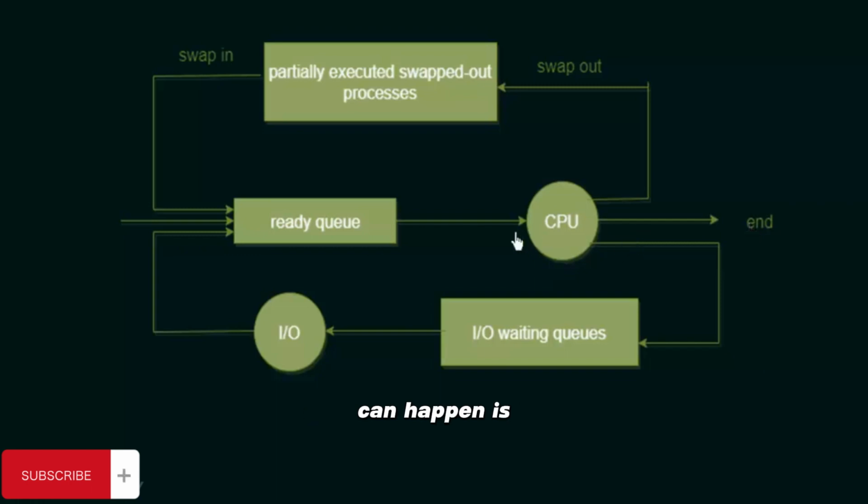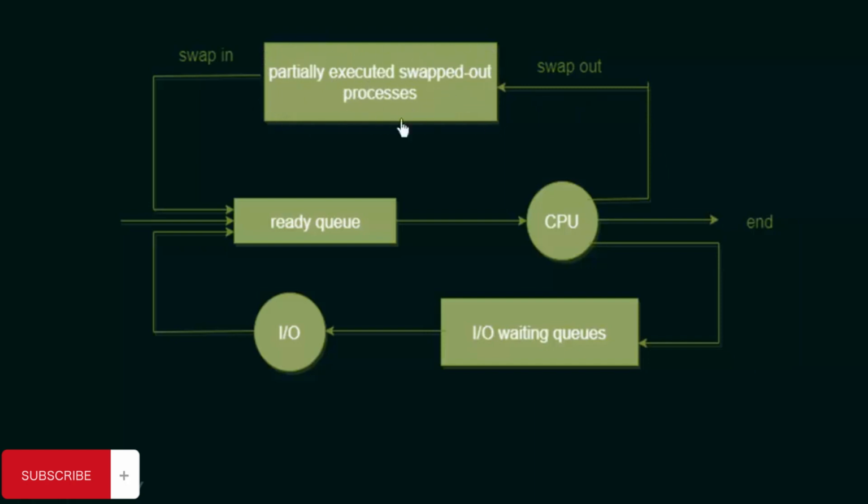Now another thing that can happen is it comes from the ready queue and it is assigned the CPU and it is holding the CPU for its execution. But at the same time, let's say that there is another process that comes with higher priority. That means this process that comes now is having higher priority and it has to be executed before this. So what happens? The process that was previously executing, it will get swapped out, and it goes to a list called the partially executed, swapped out processes.